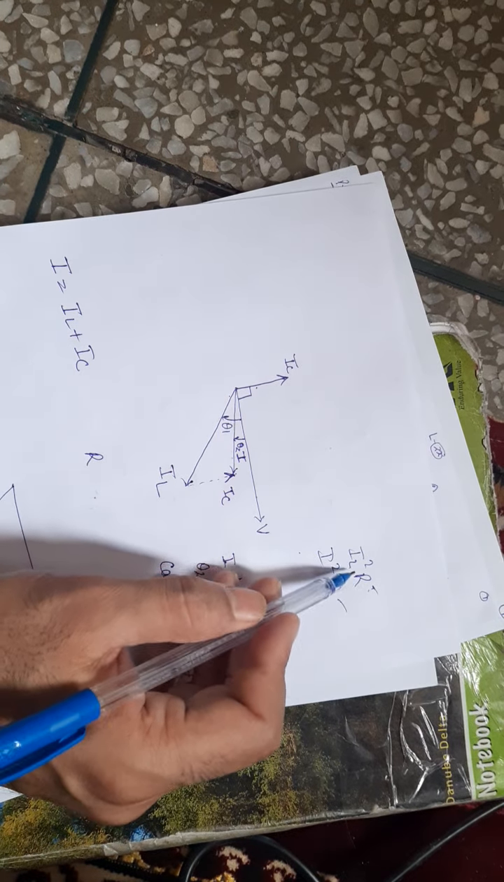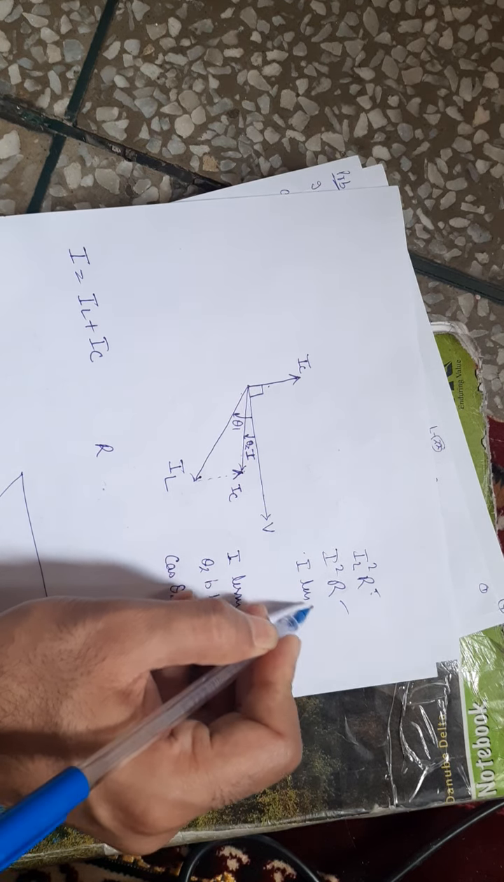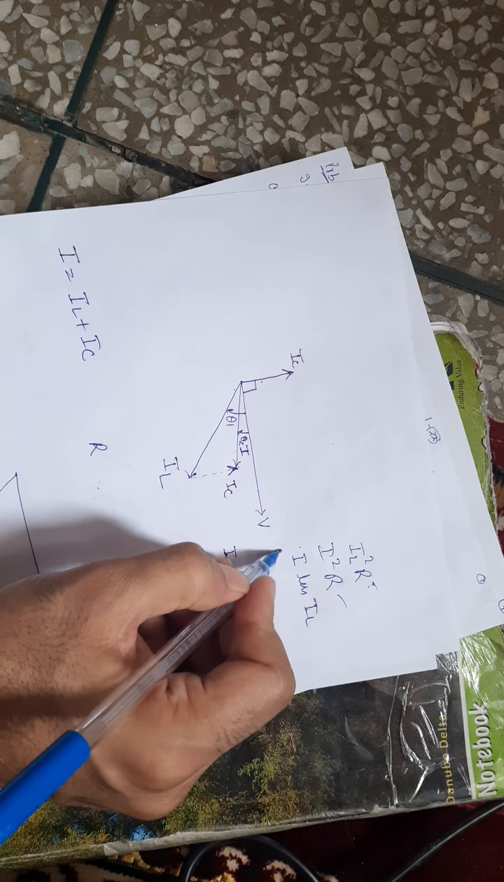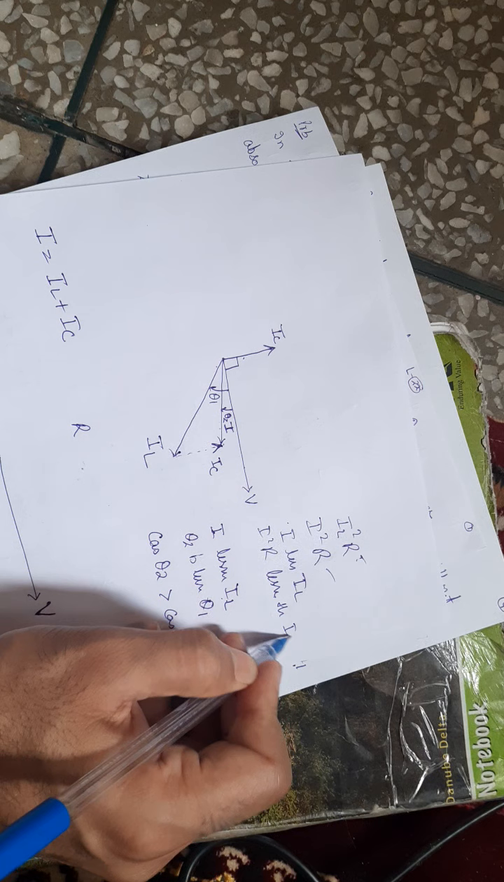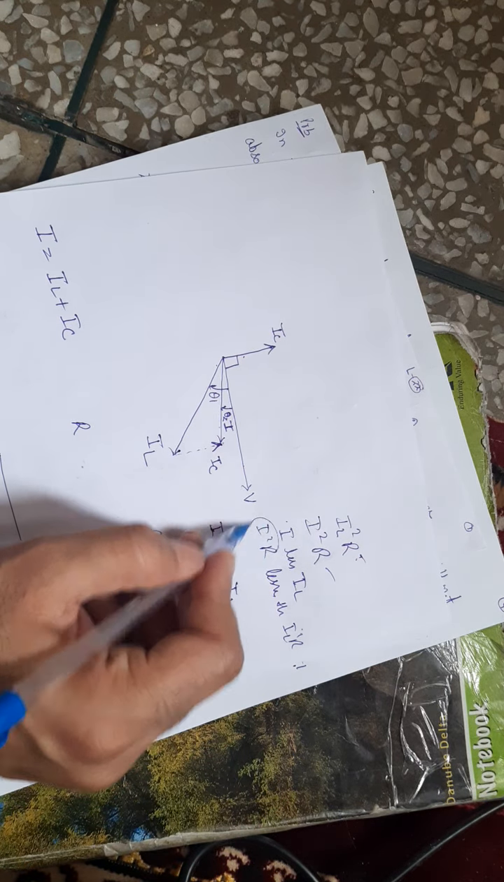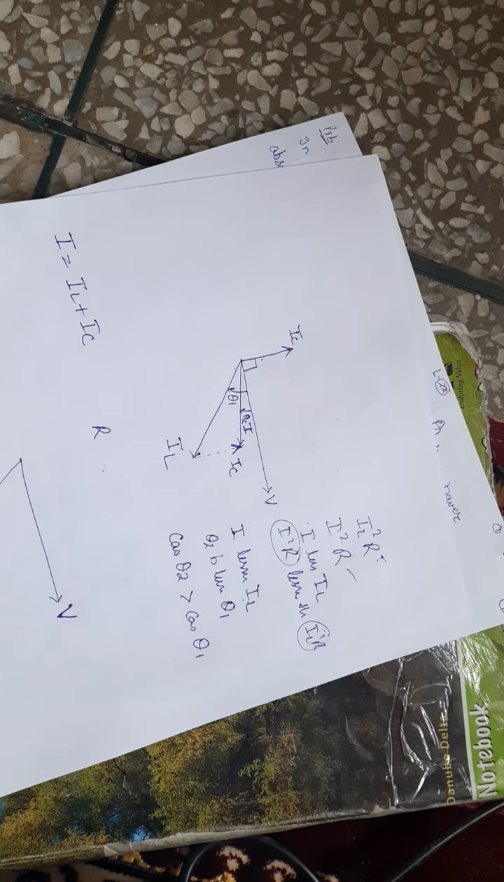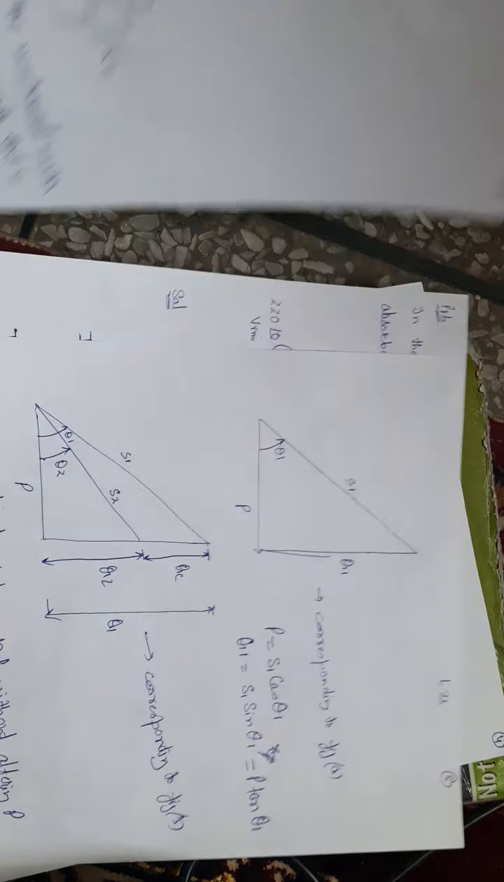If I is lesser than IL, obviously I square R will be lesser than IL square R. So the losses will reduce. So the losses are reducing by increasing the power factor, because the current is decreasing. So this is one method.